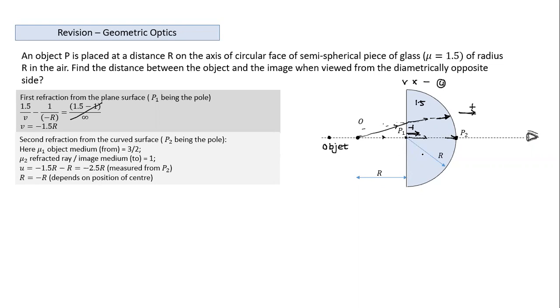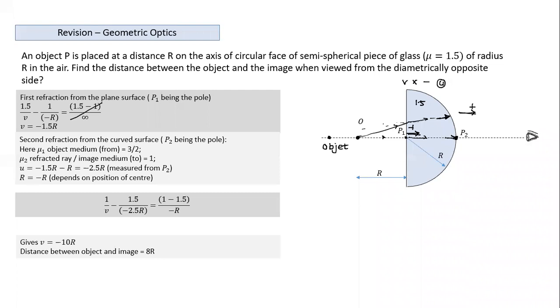And to find R, it depends on the position of the center. Now, where's the center here? This is the center of the spherical surface, and it's on the negative side. R is -1. That's all the substitution. So all we need to understand is how to calculate those values. Now we find v is equal to -10R.